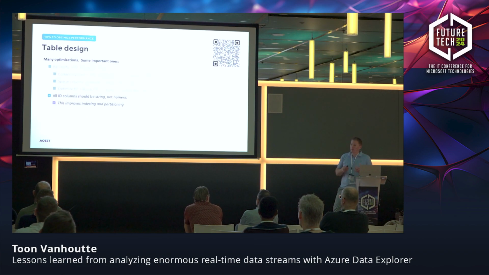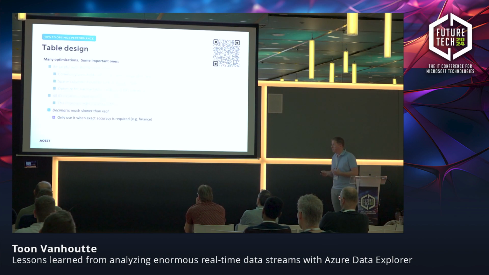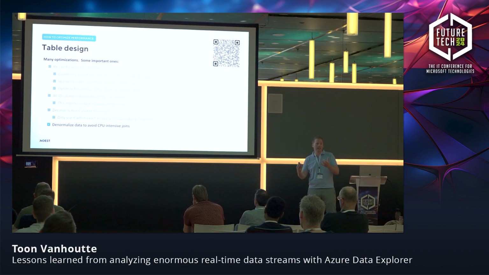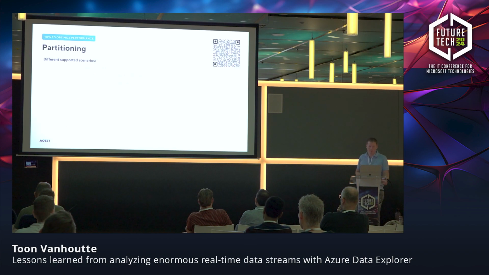Your IDs should be strings. It's better for partitioning and indexing, so don't make them numeric. And if you're dealing with numbers, a decimal is much slower than a real. So only use decimals if you really need that precision. And joins and Azure Data Explorer, it's not the best marriage. So if you can avoid CPU-intensive joins by deduplicating your data and denormalizing it, I think it's a good idea, because having more data will require fewer resources than having CPU-intensive joins. So maybe think about denormalization, deduplication of your data.